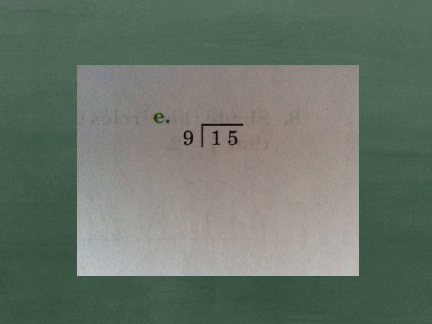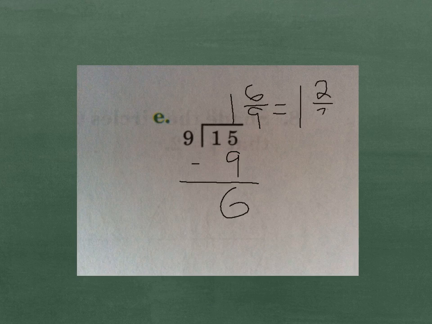E. 9 goes into 15 one time. 1 times 9 is 9. Subtract, you get 6. And so our answer is 1 and 6 ninths. But similar to the last problem, we need to reduce again. 3 goes into 6 2 times, 3 goes into 9 3 times. And our answer is 1 and 2/3.